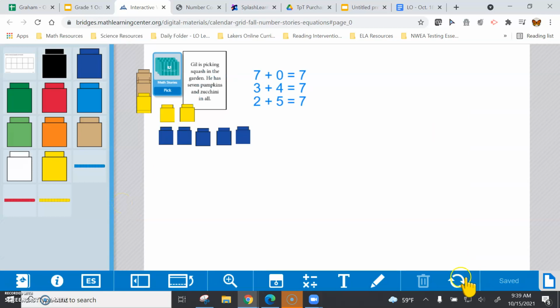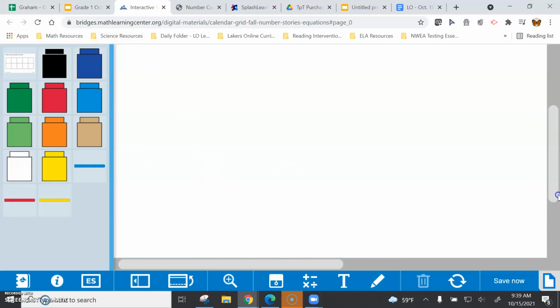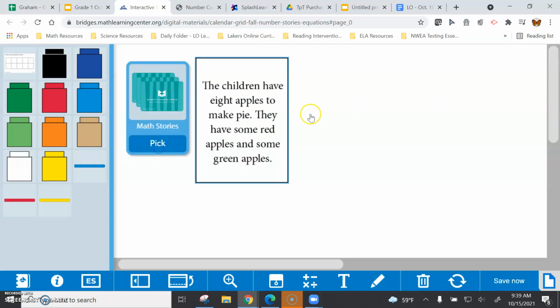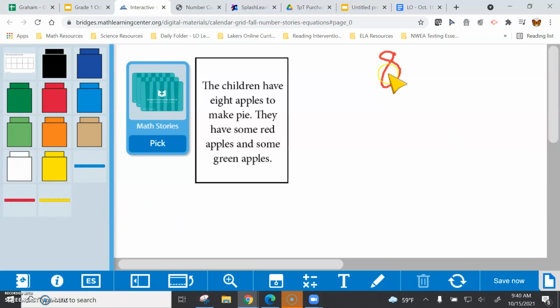We are now going to go to our equations. I want to do some more equations. That was so much fun. I want to do something with these in a different way, so I want you to pay careful attention. This is going to help you really grow as a math expert. It says the children have 8 apples to make pie. They have some red apples and some green apples. So they're trying to make the number 8. Why don't we think of ways that we can make the number 8?